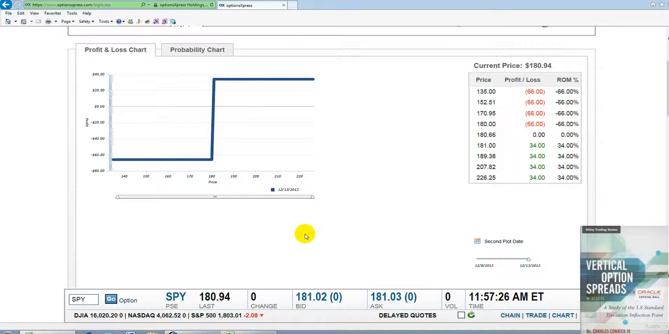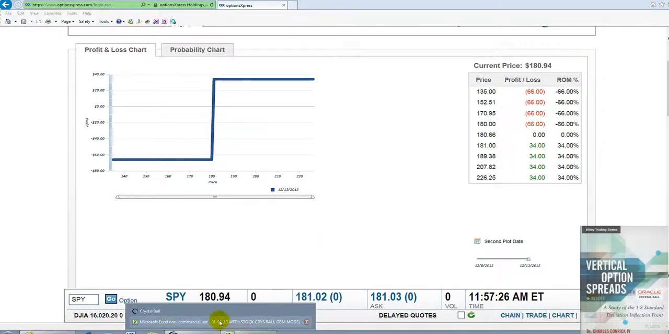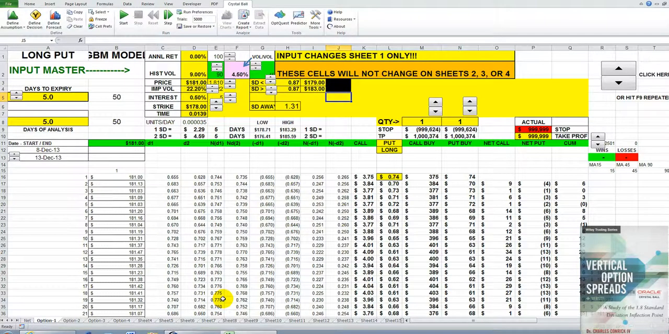So what we can do is set that same trade up in the trading spreadsheet. So let me go ahead and open that. You now should be familiar with this. And I'm going to set up the trade. I'm on tab option 1. The annual return, I don't know what it's going to be. But since you think it's going to go up, we think it's going to go up.